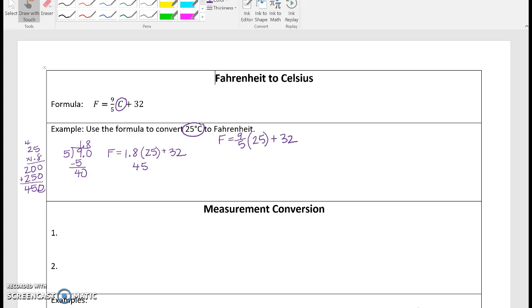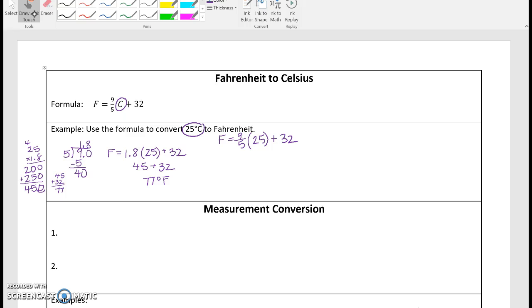Now the test is probably always going to have an answer choice with 45, but don't forget to add your 32. Always add your 32. So 45 plus 32. 5 plus 2 is 7. 4 plus 3 is 7. So it's saying it's 77 degrees Fahrenheit. So 25 degrees Celsius is the same as 77 degrees Fahrenheit. So that is one way to do it. And know that it's always going to be 9/5 times your temperature. So it's always going to be 1.8 times whatever temperature they give you.